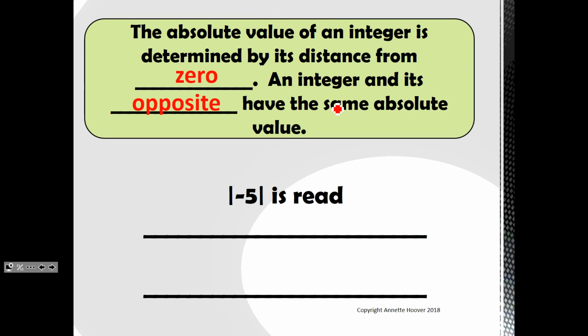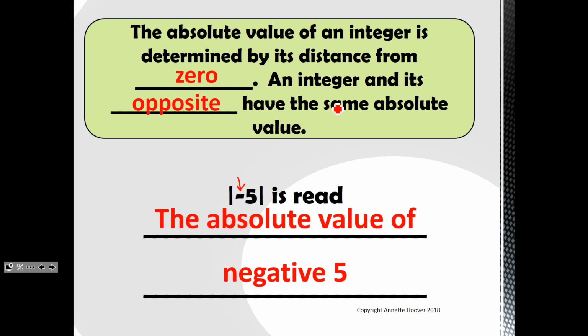This time, the sign is inside the absolute value sign. So this one reads the absolute value of negative 5. So you ask yourself, how far is negative 5 from 0? And that would be a positive 5.